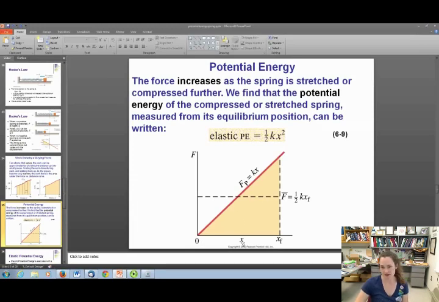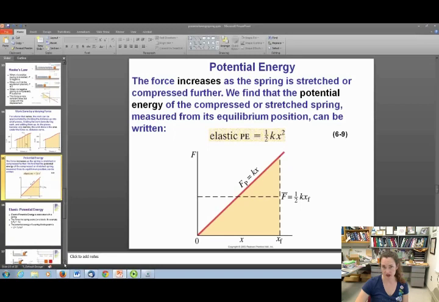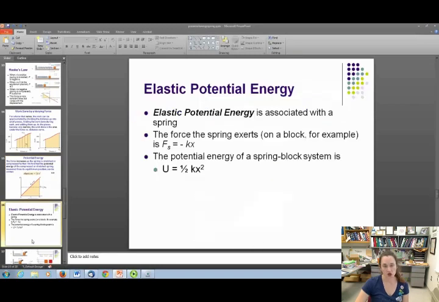So here, the base is x final. That's the size of the base. And then the height of the triangle is k times x final. And then 1/2 x final times kx final gives you 1/2 k x final squared. And that's the general formula for the potential energy stored in a spring, 1/2 kx squared, where x is the displacement of the spring from its equilibrium position. So that's the potential energy formula for a spring, 1/2 kx squared. We call the potential energy associated with the spring often the elastic potential energy.